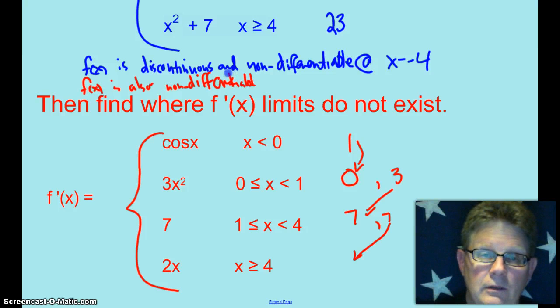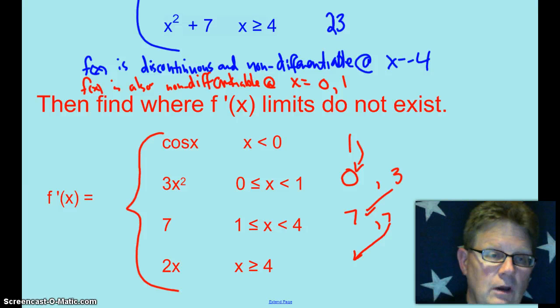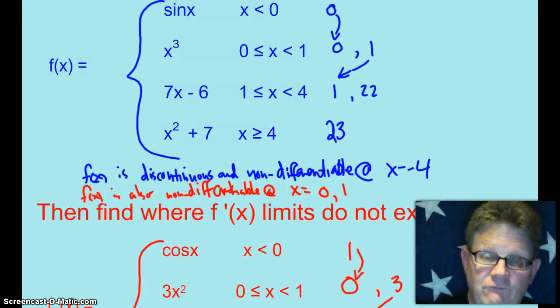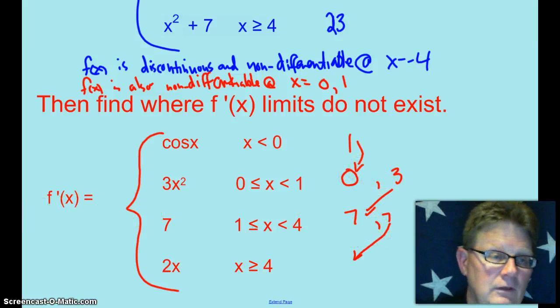At x equals 0 and 1. So f is non-differentiable at 3 different spots. First of all, where it was discontinuous up here at 4, and also where it was non-differentiable because the limits did not exist.